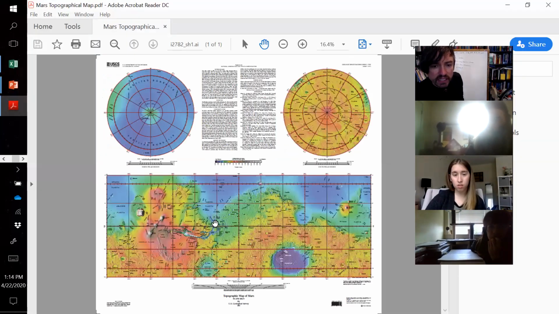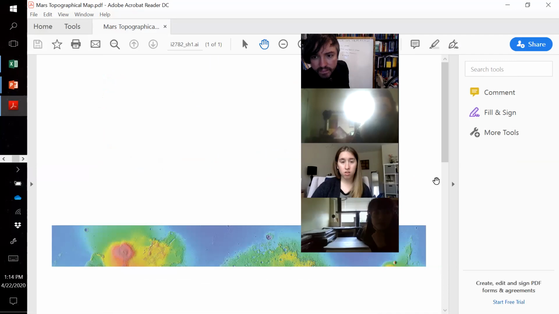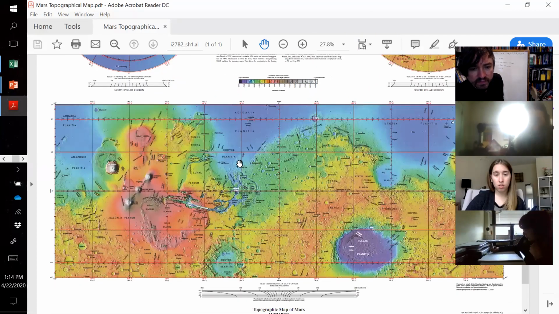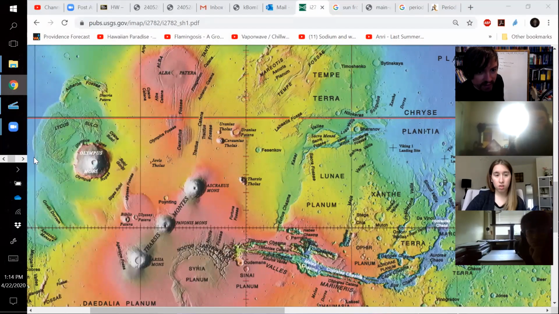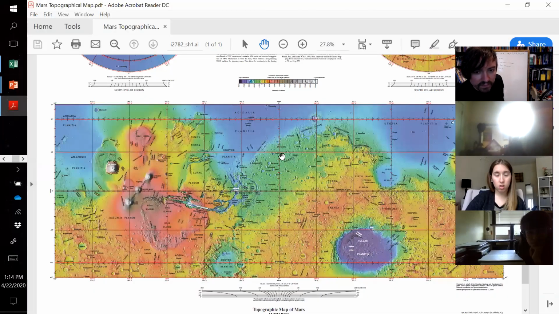Does Mars have any plate tectonics today? Does it show any evidence of plate tectonics? It shows evidence that it used to, maybe, have plate tectonics. Yeah, maybe a little bit. And what was the evidence? Oh, shoot. Guys, I can't seem to manage this. I want the PDF. There we go.